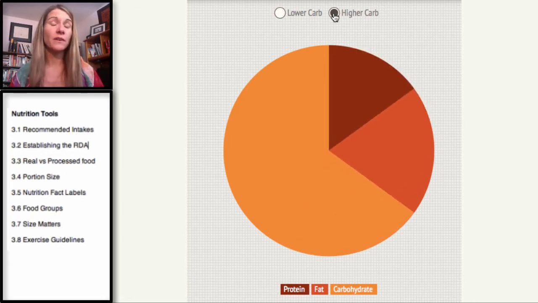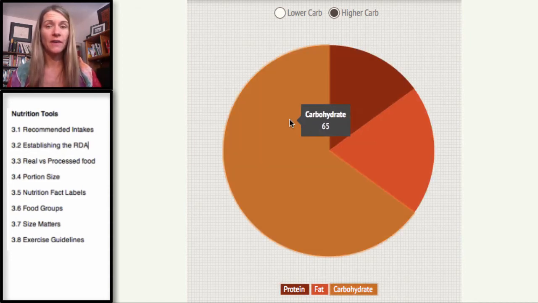Now, what if you're at the upper end of the range for carbohydrates, 65%? So this is a total calorie contribution for the diet. Fat is 20% in this example, and 15% is protein.